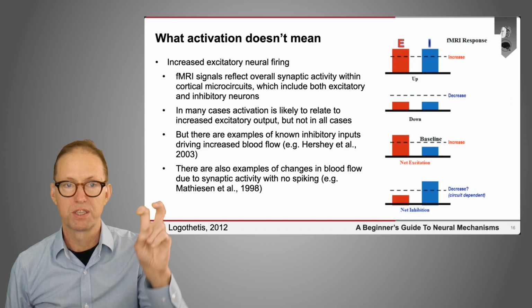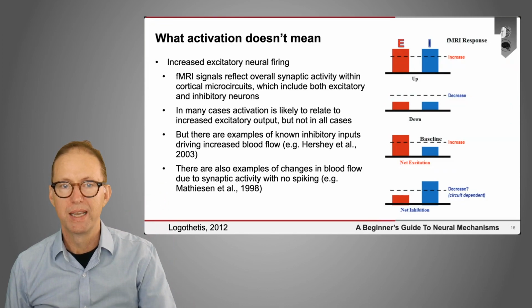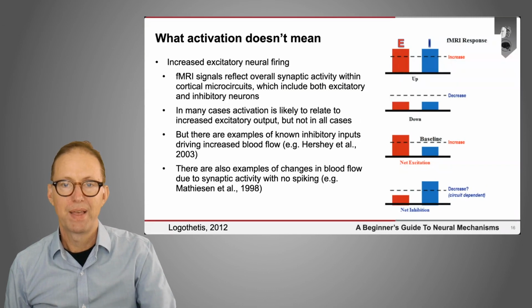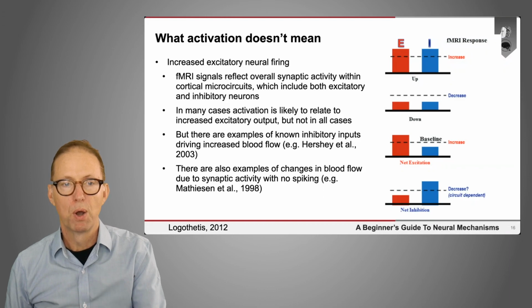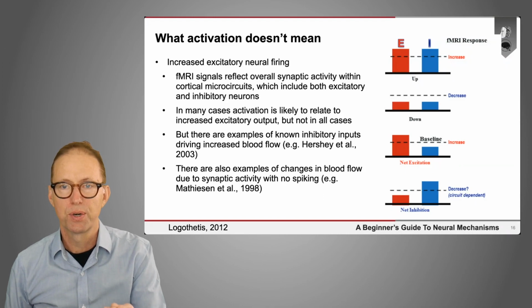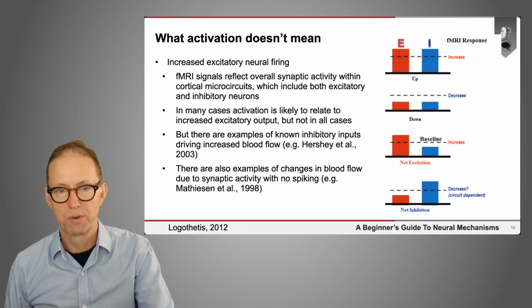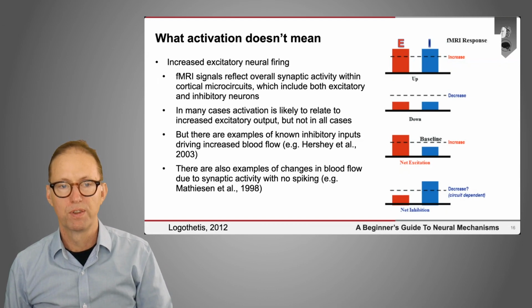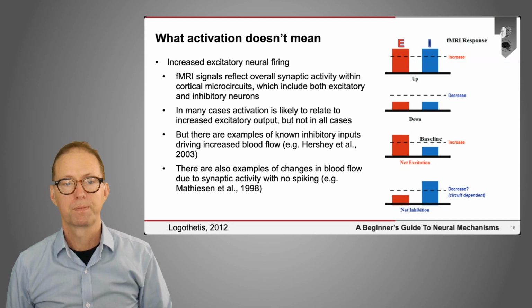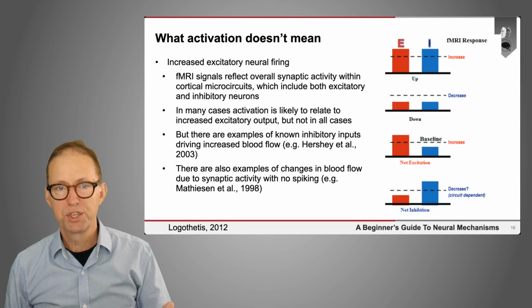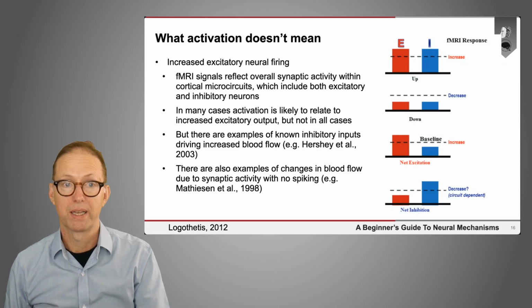Now, people often infer, because it's called activation, that it means an increase in the level of excitatory neural firing. And that is sometimes the case. But what we know actually is that fMRI signals reflect overall synaptic activity, which includes both excitatory and inhibitory neurons. And so the degree to which fMRI signals reflect either excitation or inhibition is going to depend on the exact nature of the microcircuits that are being imaged. So we know, for example, that there are demonstrations of known inhibitory inputs being associated with increases in blood flow. And there are also examples of changes in blood flow due solely to synaptic activity with absolutely no spiking in particular animal models. And so the relationship between activation and excitation versus inhibition is complicated.